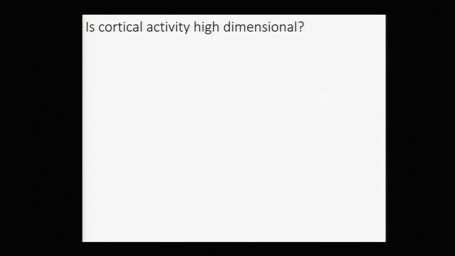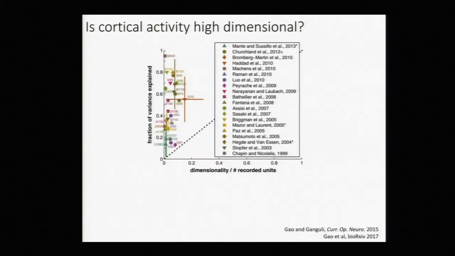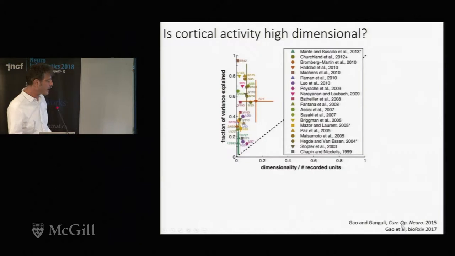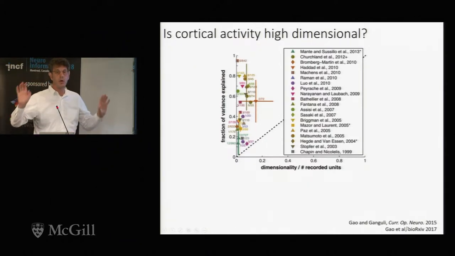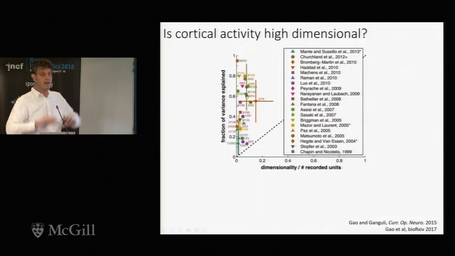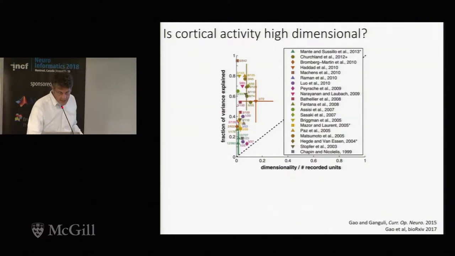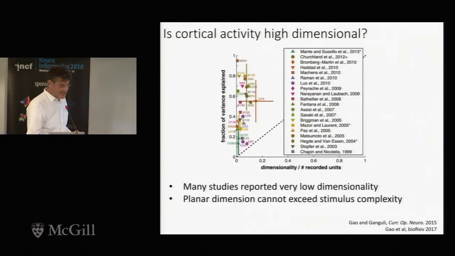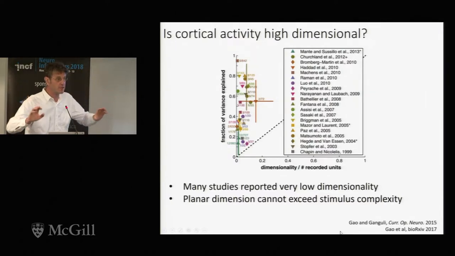It's an experimental question. From the orthogonality theory, it ought to be. The data so far seem to say no. In this review by Gao and Ganguly, they collected together a whole lot of data from many different experiments that had done dimensionality reduction, and they find that nearly all of them can represent the neurons in a low dimensional space. On the other hand, as pointed out by these very same authors in this same paper, there's no way these experiments could have given a different result.